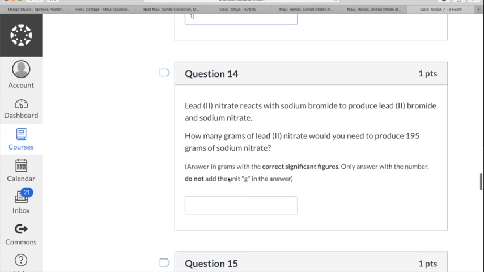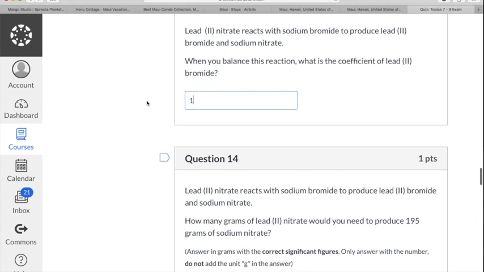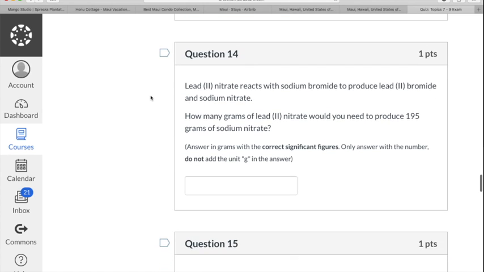It's pretty simple. I hope you guys realize this is just like the practice problem assignment that I give you guys. And of course, the products and reactants are different, but it's the same idea here.